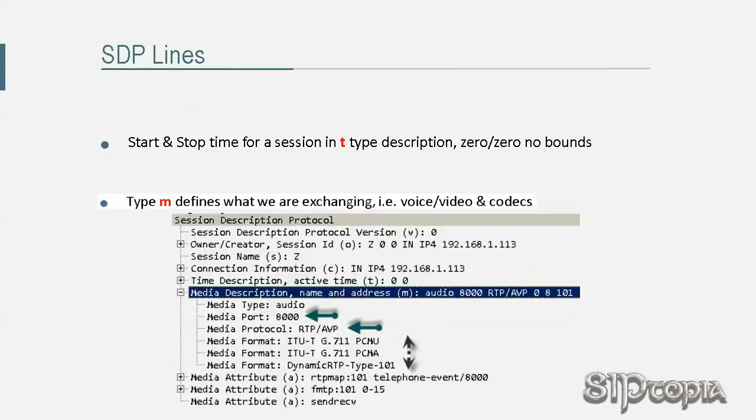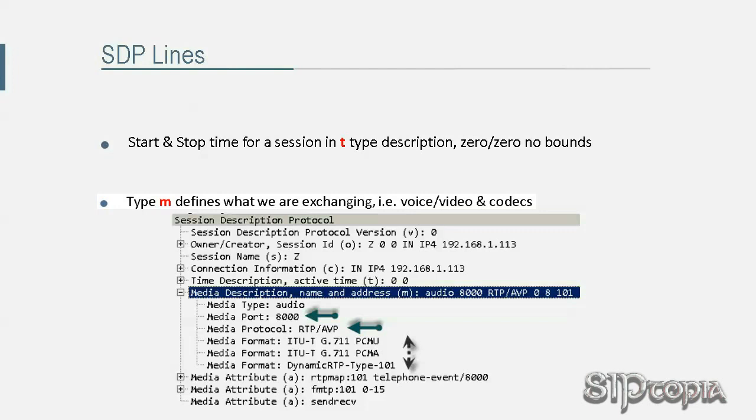Another mandatory but rarely used type description is T. It shows the start and end time for a session. Most of the time, these values are both 0, meaning there is no time restriction or bounding for this session. As explained earlier, the session level section of an SDP structure ends with the first M type description.